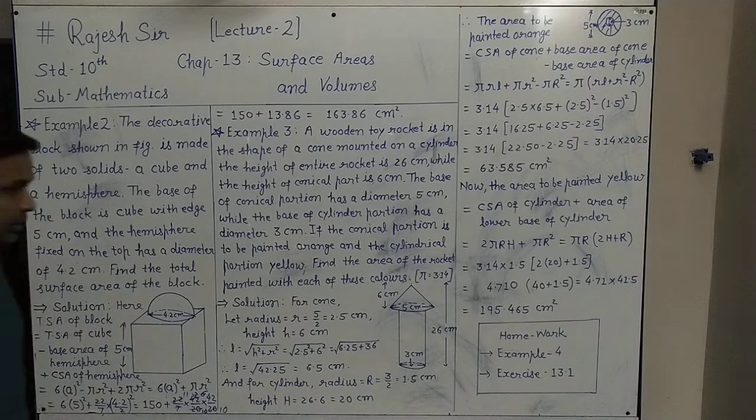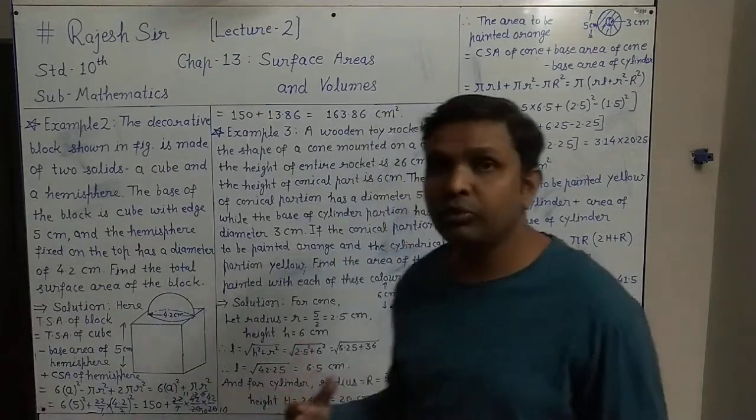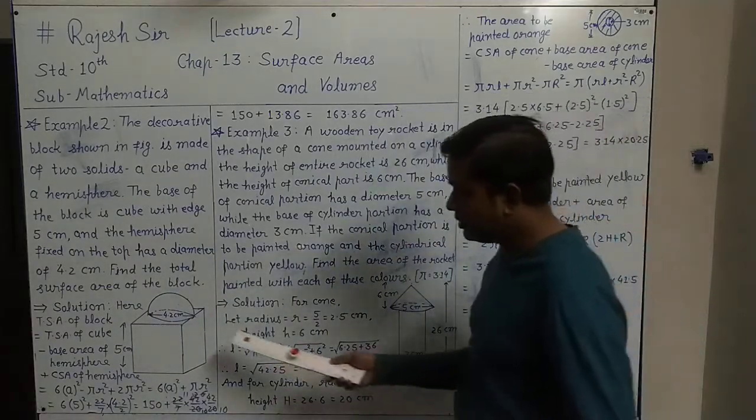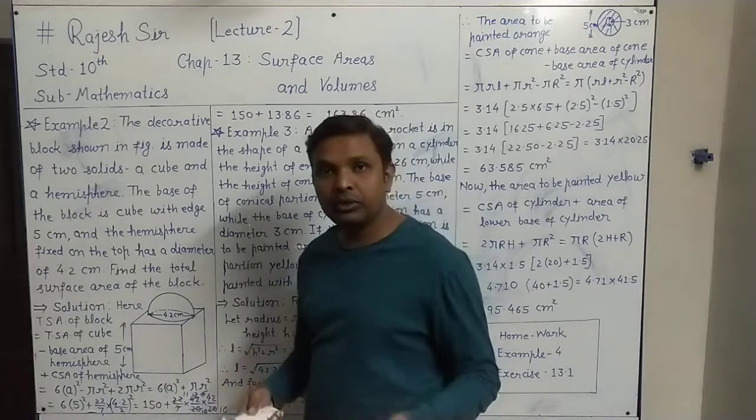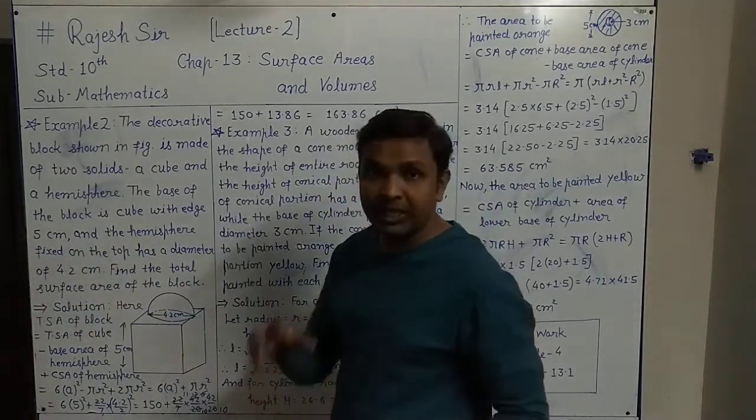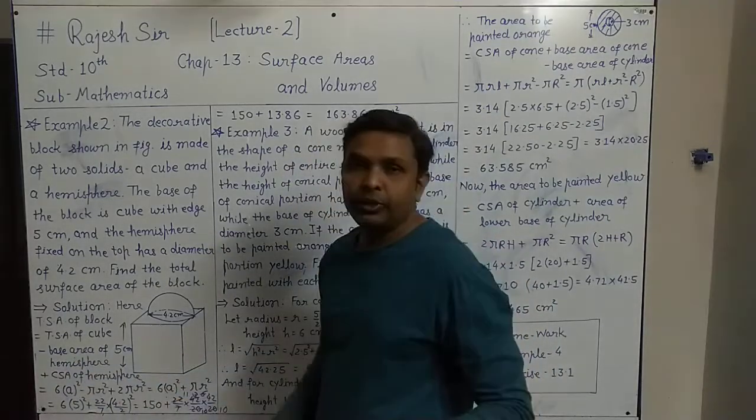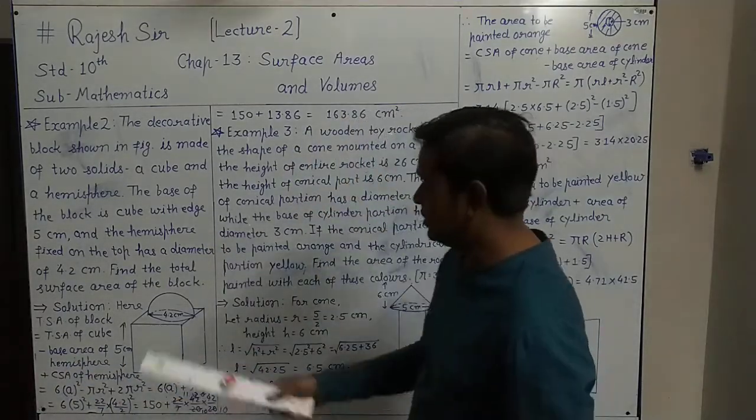This way, a combination of two solids is given, and we have to understand which part is shown by the decoration part, and which part is hidden. The hidden part is subtracted and the shown part is added.